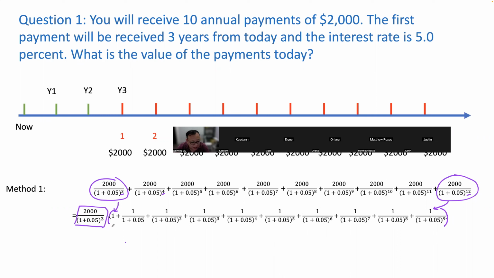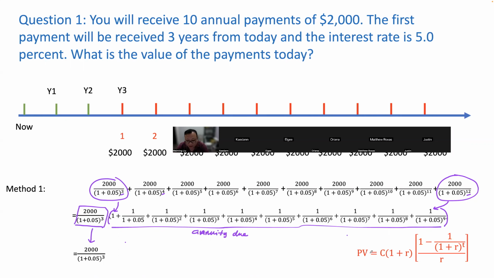So now it's just a matter of calculating this one. And this one is very interesting. This one is actually an ordinary annuity. Sorry, this one is an annuity due. We can mathematically calculate it, and we have a formula for this actually. So now this one comes down, and the present value of annuity due formula is like this. In this case, R is the interest rate, and T is the number of payments. In this case, we know that T equals 10, and R equals 0.05.